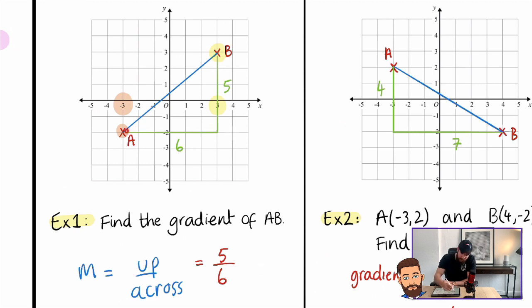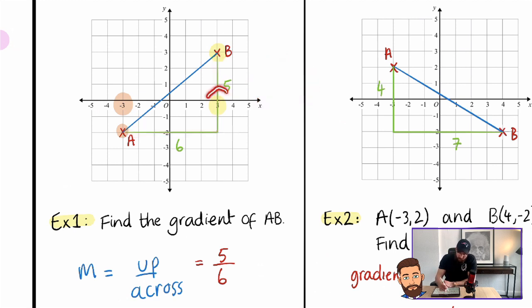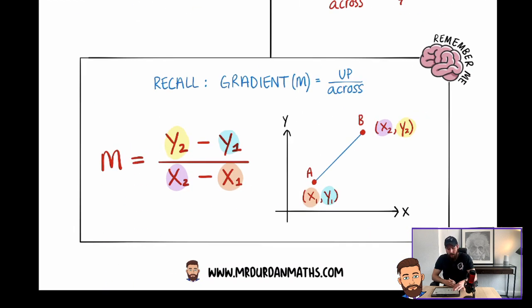It's the difference, it's the change in y up, the change in y divided by the change in x across. And it's a lot easier to write up divided by across than change in y, change in x. So all we're doing is finding the difference between the two x values and the two y values, and we're just using our up divided by across. And that formula will just do it all for you without having to draw any graph.